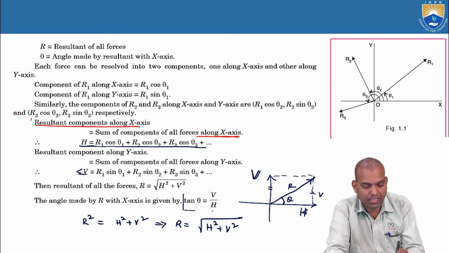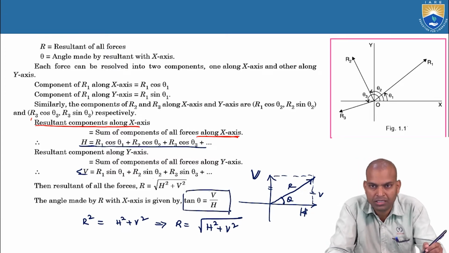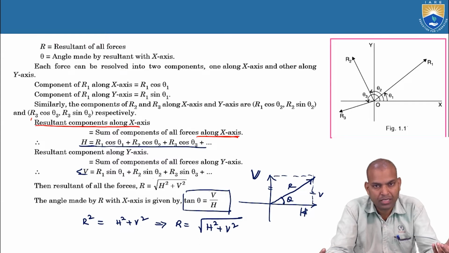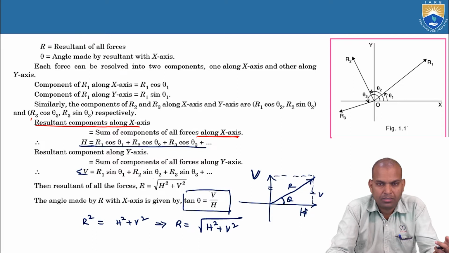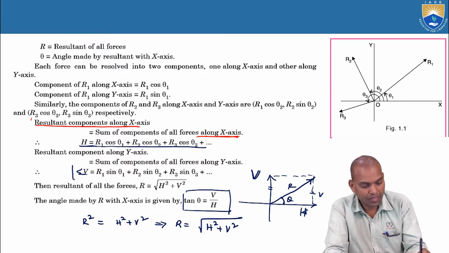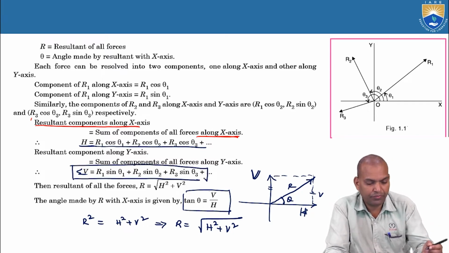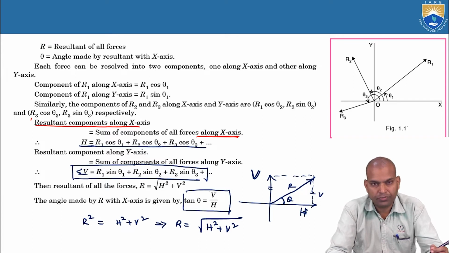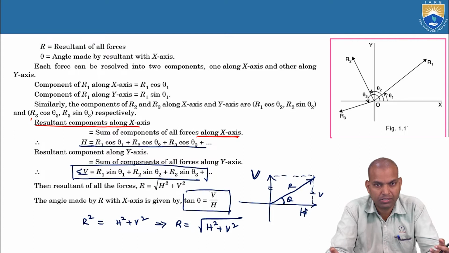Theta equal to tan inverse of V by H. Tan theta equal to V by H. That means the sum of the vertical components of the forces divided by the sum of all the horizontal components of forces. Alright. In this manner, we have to find out the resultant force of coplanar forces by using the method of resolution of coplanar forces.